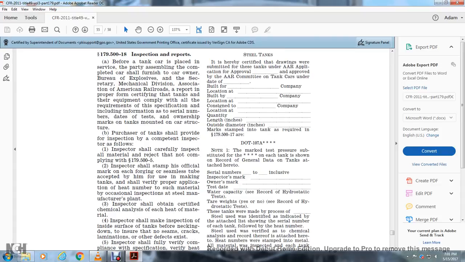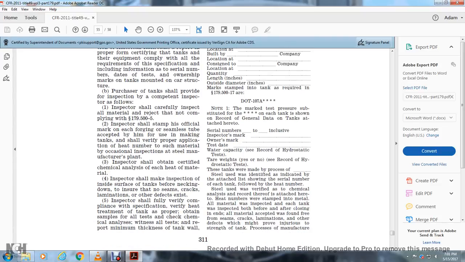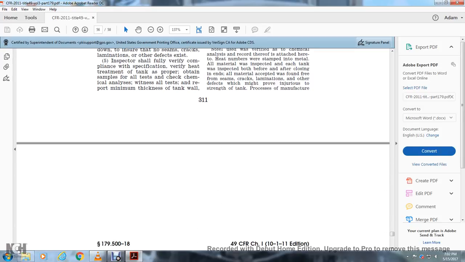These tanks may be processed blank steel with identified indicator attached showing the serial number. Each of the tanks is filed with the heat number of the steel, verified with the chemical analysis record attached, with the heat. The heat numbers were stamped in the metal, with all the material inspected. Each of the tanks was inspected both before and after closing in the end, with all the material found free of seams, cracks, laminations, and other defects which might prove injurious to the strength of the tanks from the process of manufacture.